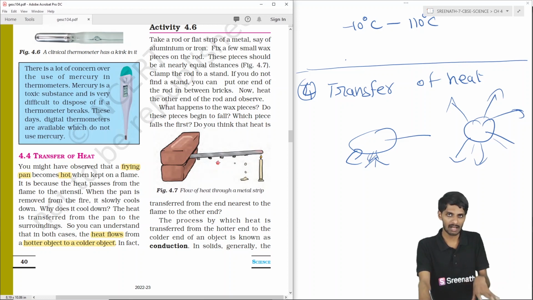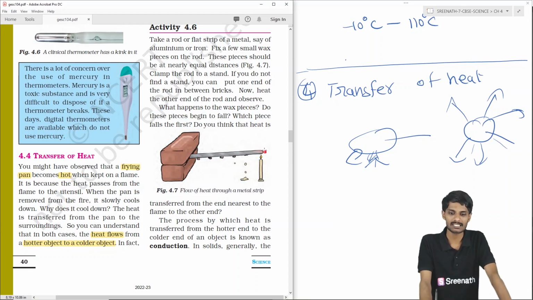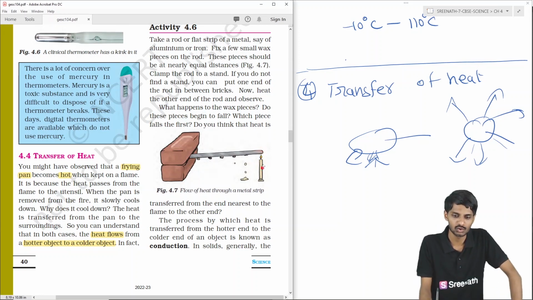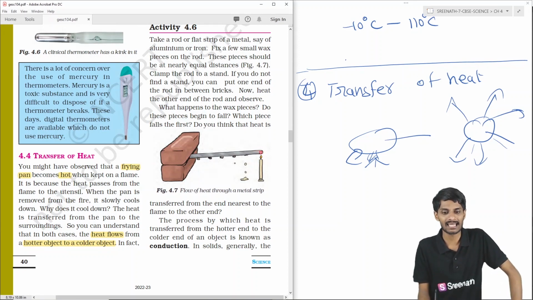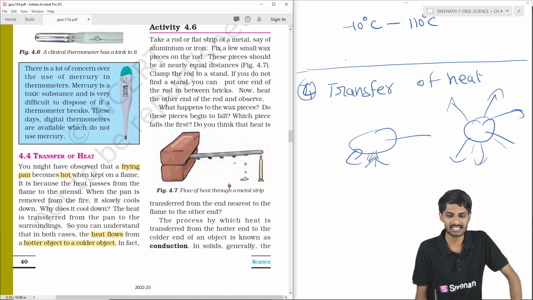Which one will come down first, this or this? Obviously this will come down first. What happens? Due to this candle, this end is heated and becomes hot, and heat is transferred along this direction, and also along this direction. So heat is transferred from hot end to cold end. In this way heat transfers, here the wax will come down, again heat comes here, wax will come down, heat transfers, wax will come down.